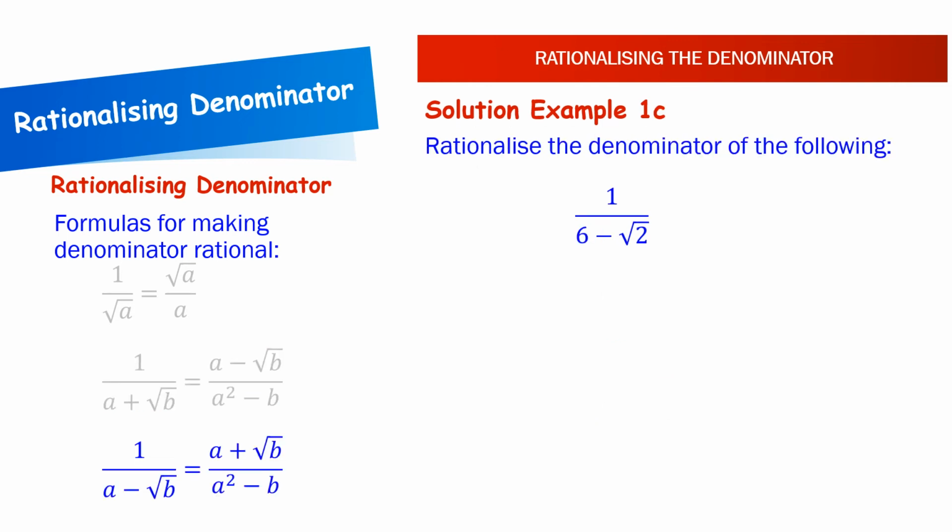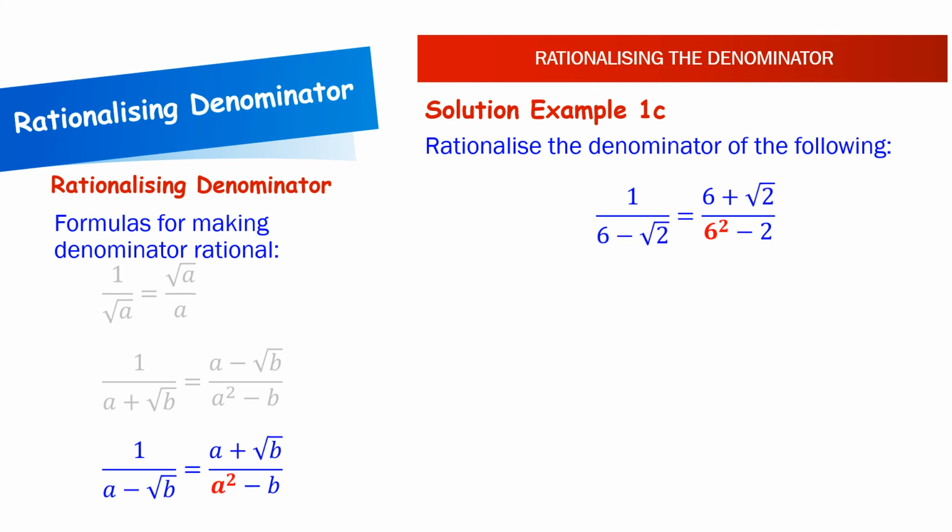Now let's solve example 1c. We're required to rationalize 1 divided by 6 minus root 2. Clearly we're using the third formula, 1 divided by a minus root b, which is a plus root b all over a squared minus b. So let's substitute in the values a equals 6 and b equals 2 in the formula, as shown. So a equals 6 goes here, and b equals 2 goes here.